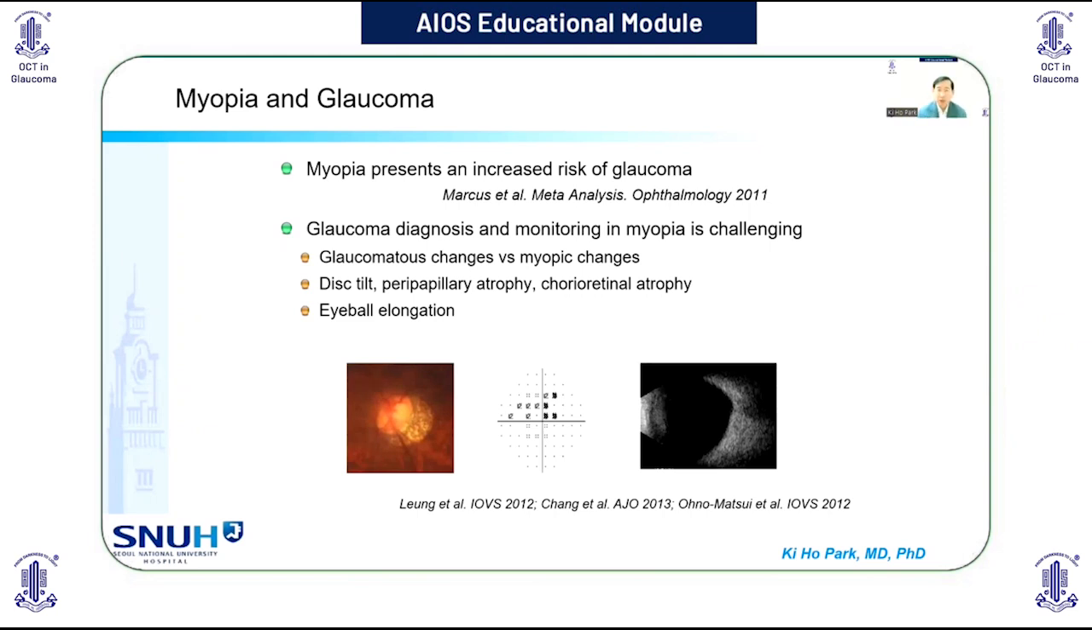because the glaucomatous change and myopic changes are similar and difficult to differentiate. And there is disc tilt and peripapillary atrophy and chorioretinal atrophy, which inhibit diagnosis of glaucoma. And there is eyeball elongation, which induces a poor quality of imaging by photography or OCT as well.